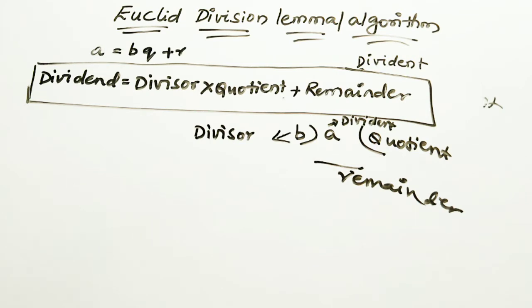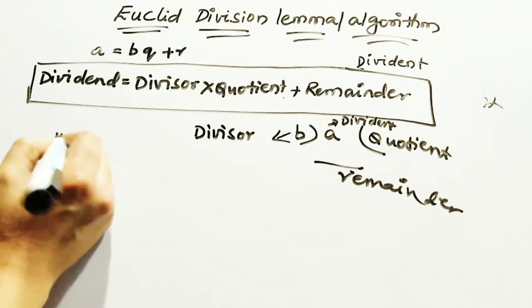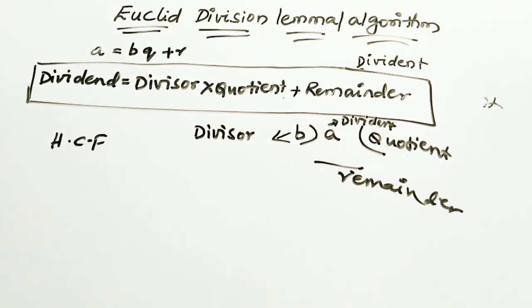And this technique is useful for finding the highest common factor. What is the highest common factor? You have studied it in your previous class. What does factor mean? You are finding factorization. Any number written in factor form is called factorization. Let's find some highest common factors using the Euclid division lemma algorithm.